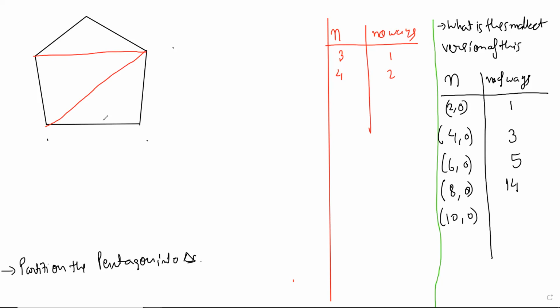Okay, let's give ourselves a minute. Think about this. So someone said 3, right? 3 ways. So let's just do one. Okay, no, I can't copy paste. So let's just make another pentagon.